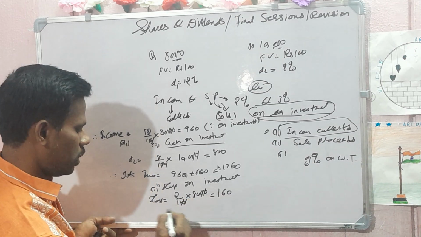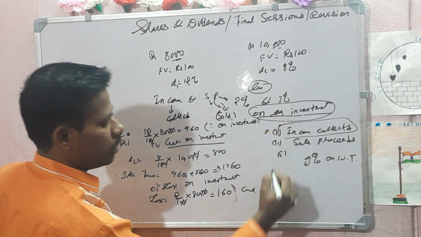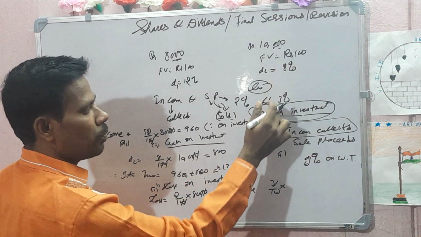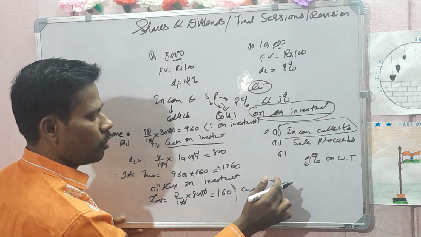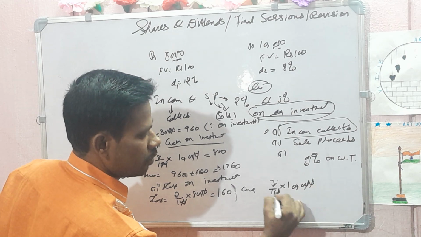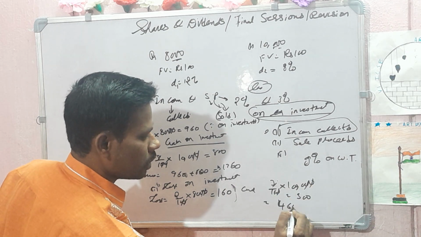160. Next, 3%. 3 by 100 into 10,000. The loss given is 3%, simple question. 3% of 10,000 is 300. 300 plus 160 is 460.